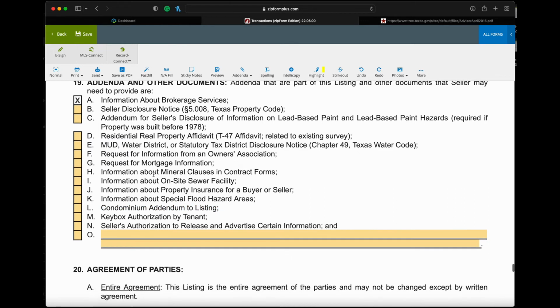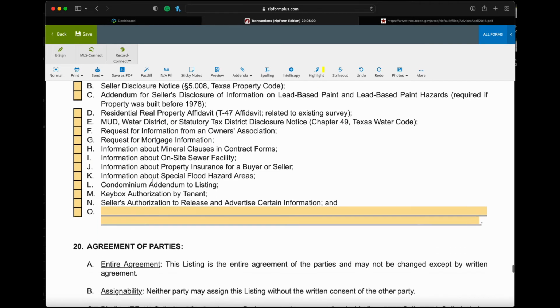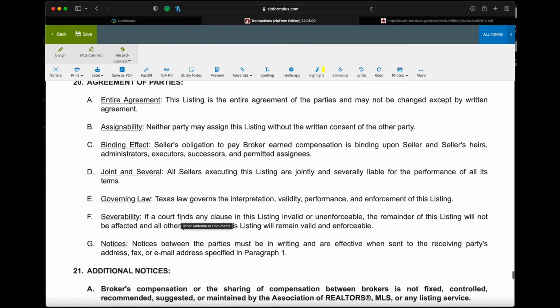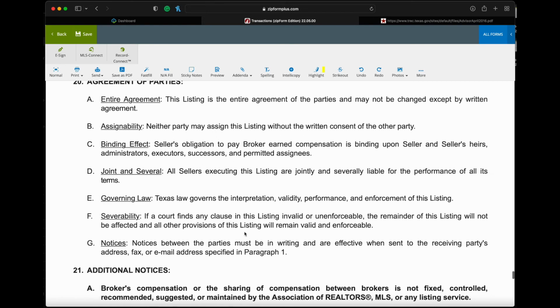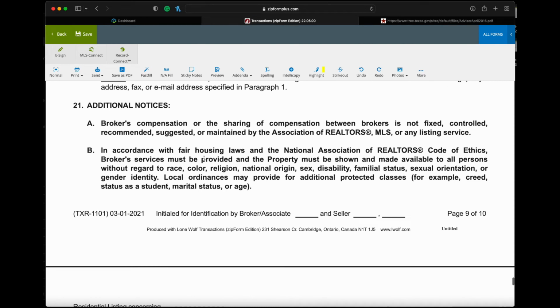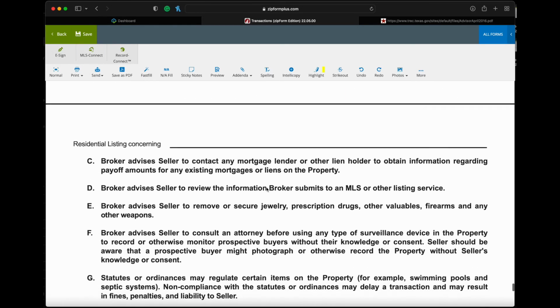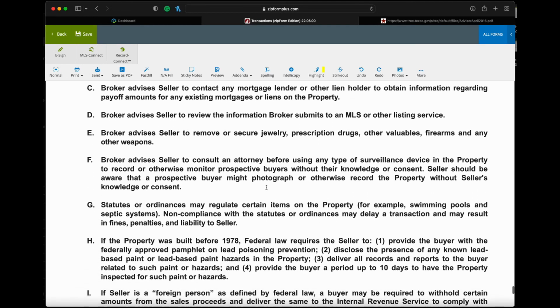If you're requesting their mortgage information, it's mandatory, just like the one for the contract. So this is all the definitions. This is the additional notices for them. Fair Housing Act, you're not going to be discriminating, all that kind of stuff. The federal law stuff and all this kind of stuff.